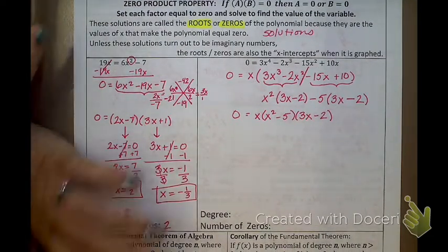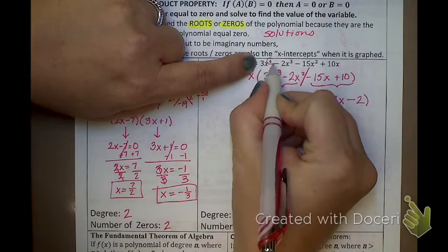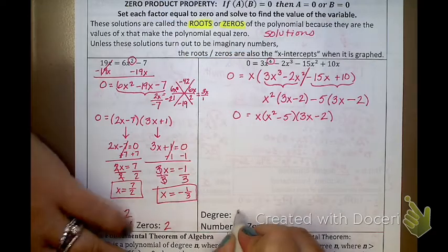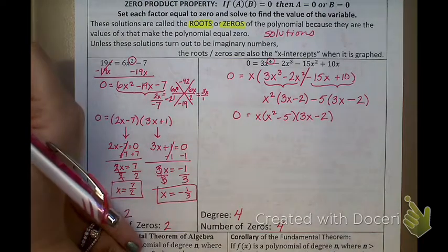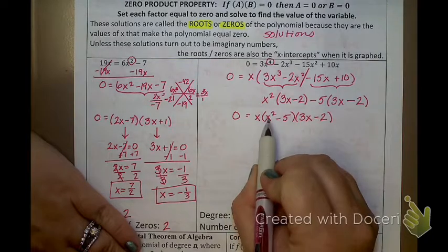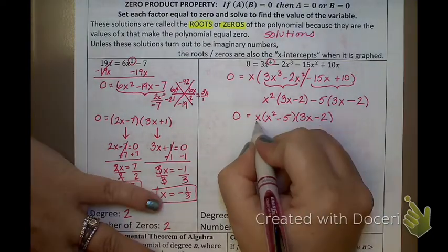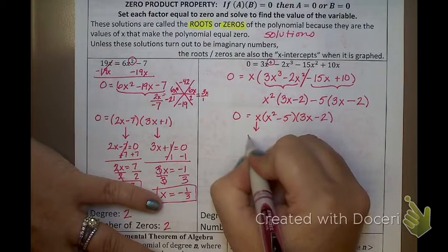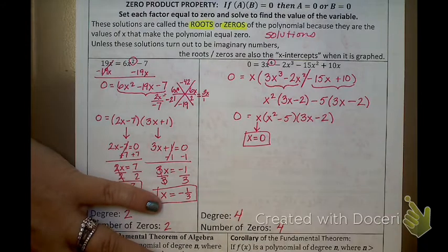Now let me step back for a minute. What was my degree? My degree was a degree 4. That was the highest exponent, which means that I need to come up with 4 zeros. All right? I'm going to get 1 from here, 2 from there, and another 1 from there. So the first thing I do is I set this guy equal to 0. That's one of my 4 answers.